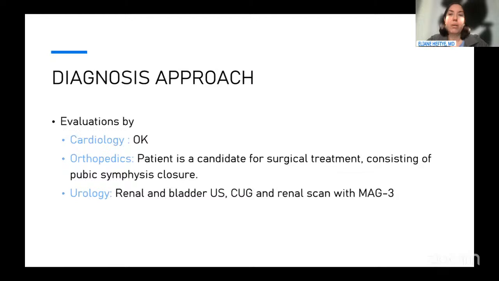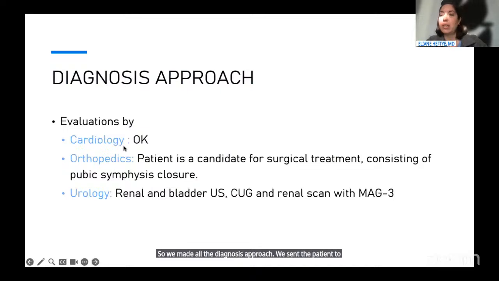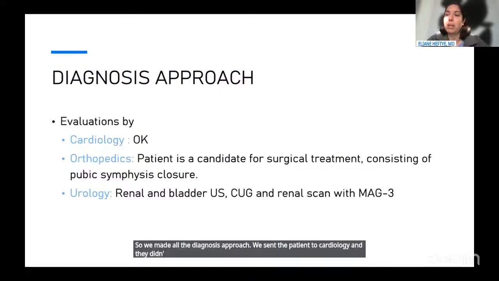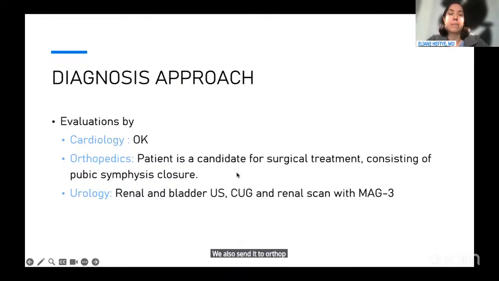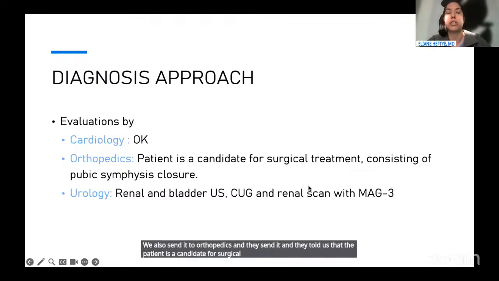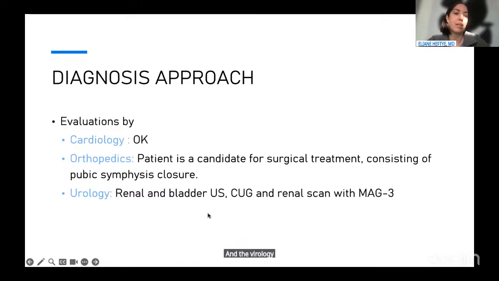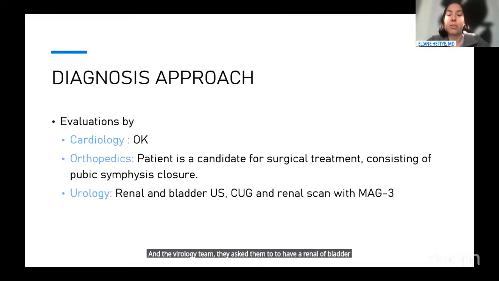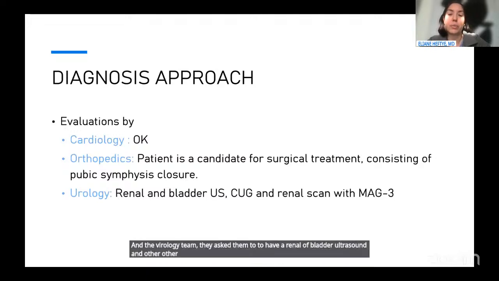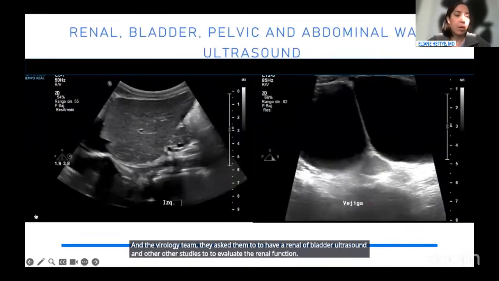So we made the whole diagnostic approach. We sent the patient to cardiology, and they didn't find any cardiac pathology. We also sent her to orthopedics, and they told us that the patient is a candidate for surgical treatment, but she needs more studies. We asked the urology team for a renal and bladder ultrasound and other studies to evaluate the renal function. I'm going to show you these videos.